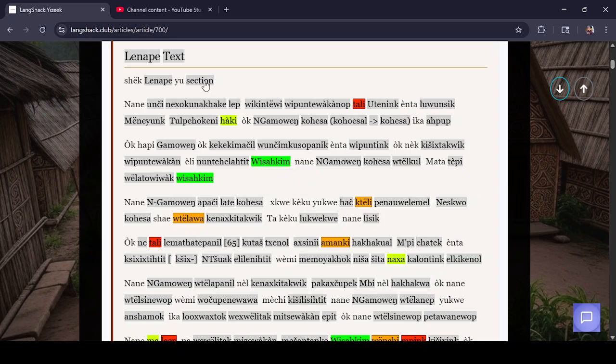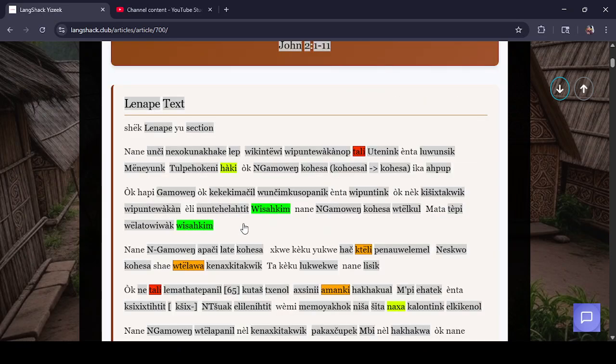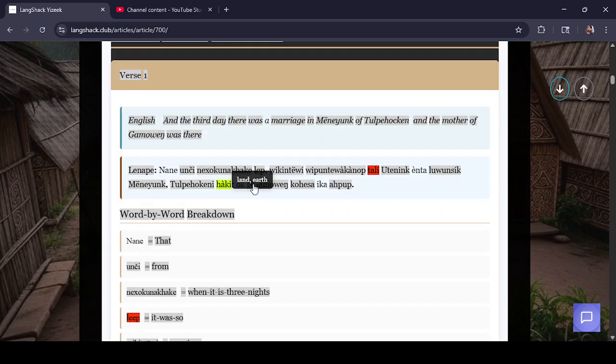I don't know how to say section yet. But we're going to go through this text. So this is the full text in Lenape with no English or English breakdown. So we're just going to go through here, through each section, and then we're going to read the top of the text after we go through this.